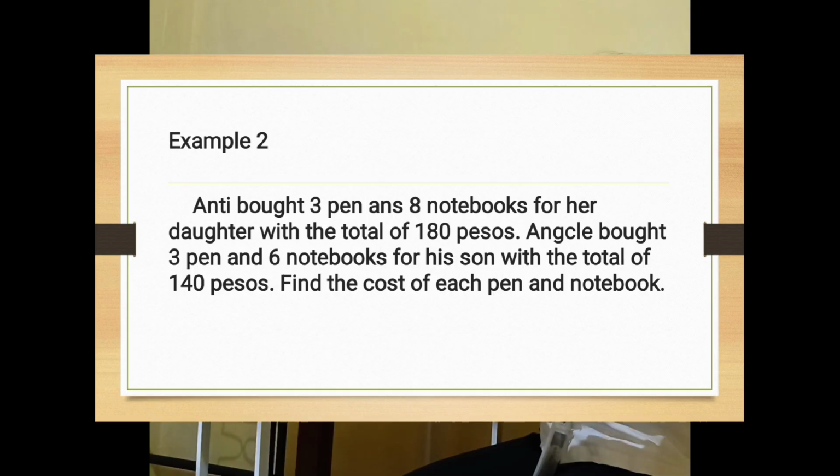So, same process with example number 1, na kung saan we're going to determine the variable first. So we will let P be the total of each pen and let N be the total of each notebook. So let's formulate our equation. 3P plus 8N is equal to 180, which is the total kung magkano binili ni auntie yung 3 pens and 8 notebooks.